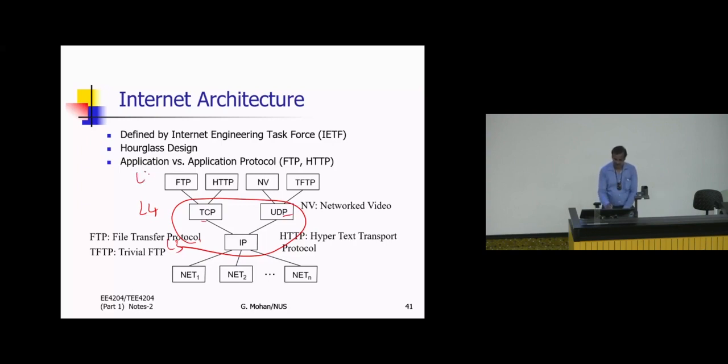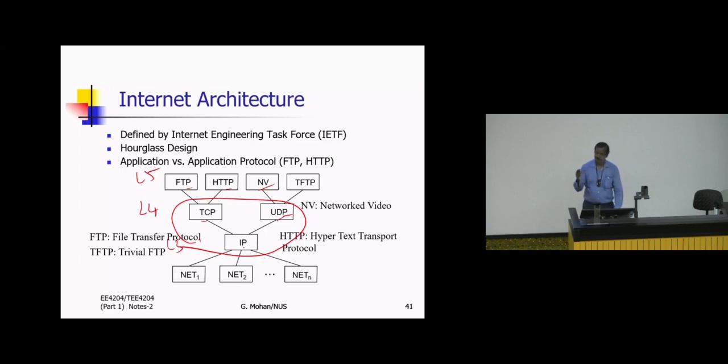And layer 5 is the application layer protocol, so it keeps it open. TCP and IP are very difficult to change, but you can always change the applications and bring in new applications. So it's very flexible and accommodates any kind of application. So these are some applications listed: file transfer protocol, HTTP for web browsing, and network video, which is for video transfer. Usually for network video, we can use UDP.